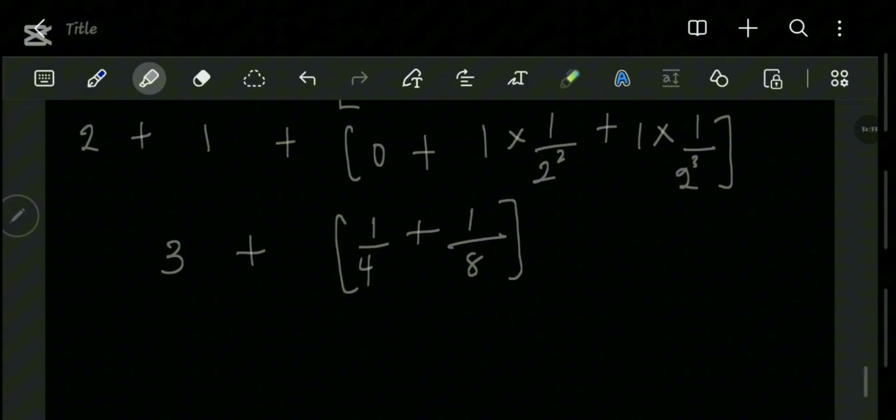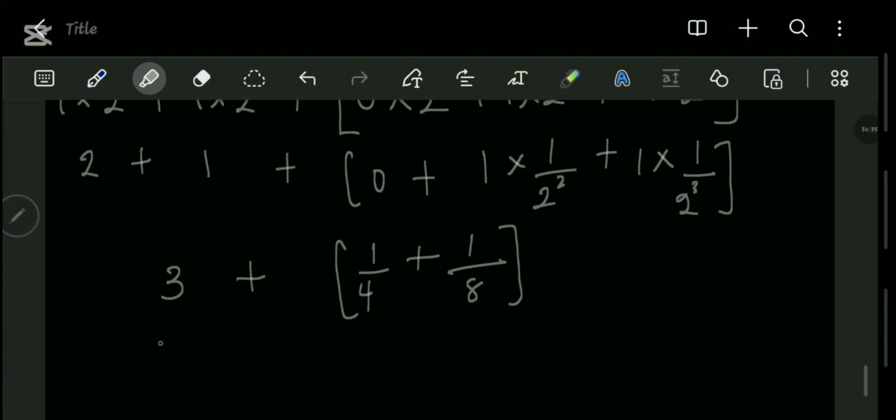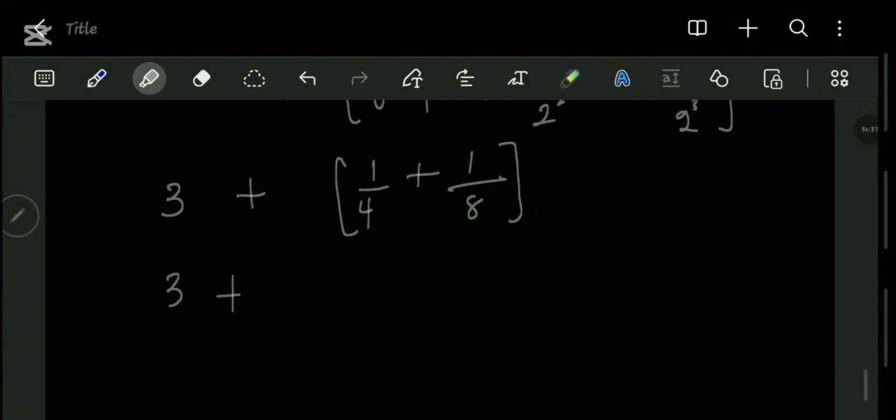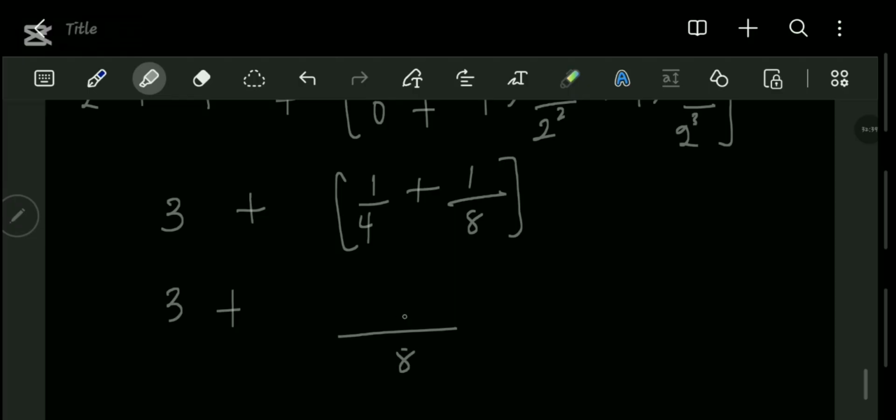So this is a fraction, unlike fractions. But I take the LCM of these two numbers, it's giving me 8, right? So 4 in 8 is 2. 2 times 1 is 2. And then 8 in 8 is 1.